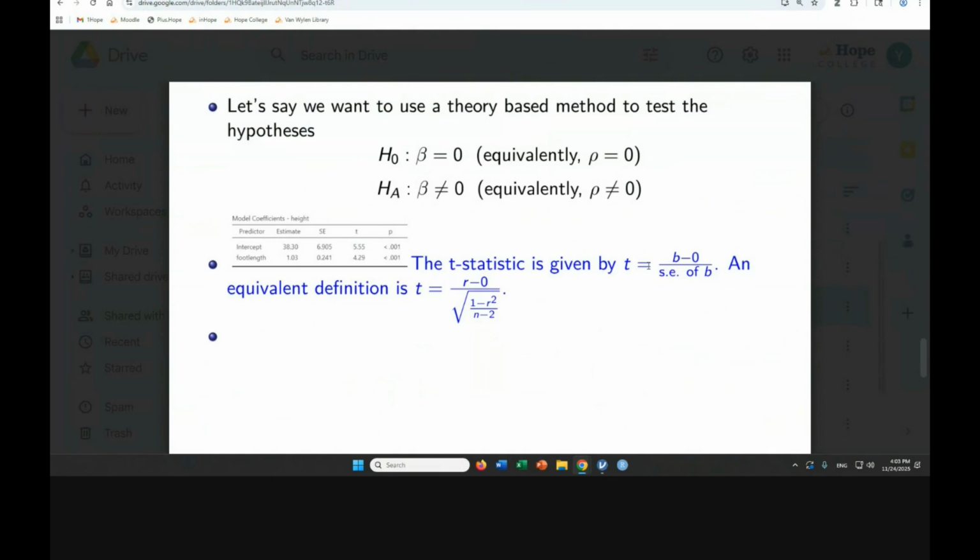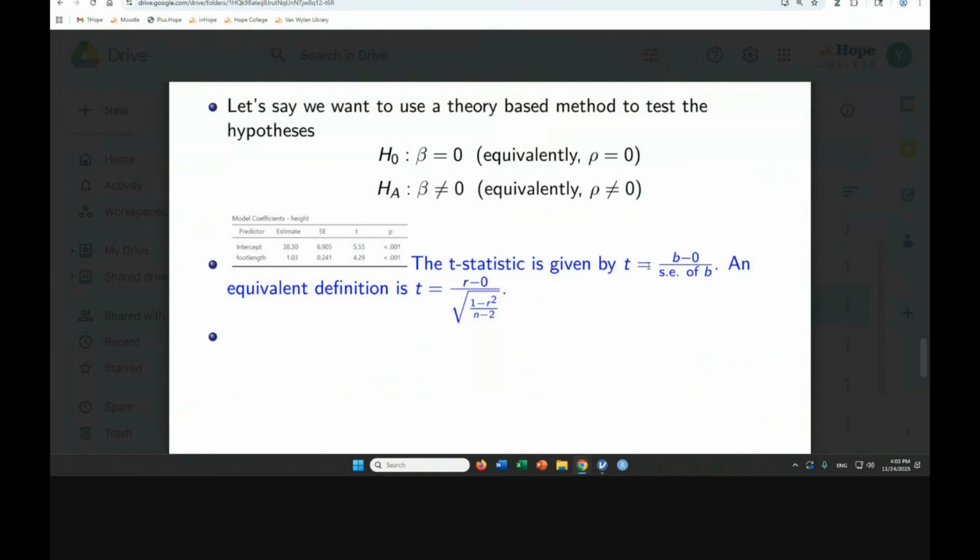Okay, let me explain the formula. First of all, why am I putting a minus 0 here? Isn't it pointless? This is to remind us that the T statistic is: estimate minus something, over standard error. Why do you think I'm putting a 0 here? Because what does the null say about beta? It equals 0. That beta is 0. That's right.